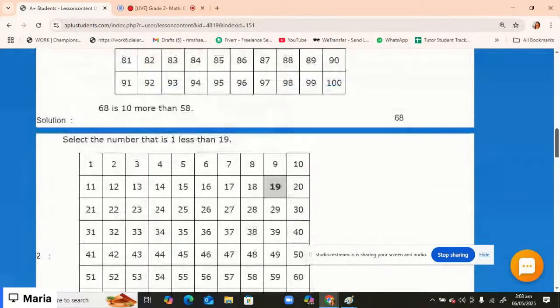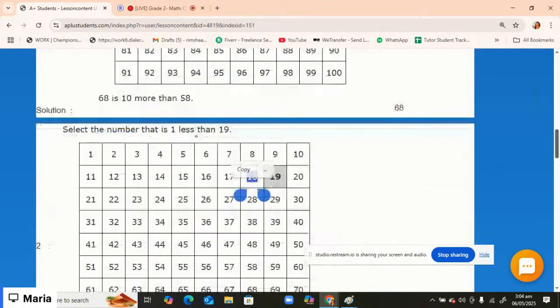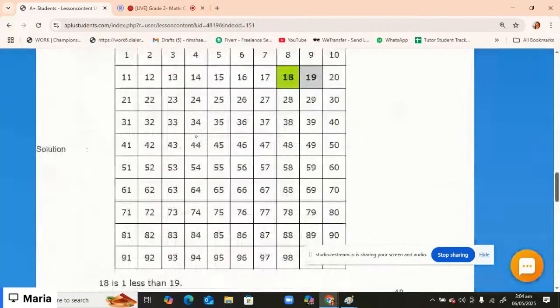Select the number that is 1 less than 19. Now we see where is the 19? It's on here. So what is the meaning of 1 less than 19? It means 19 minus 1, which is 18, and that is here. Okay, so 1 less than 19 is 18.